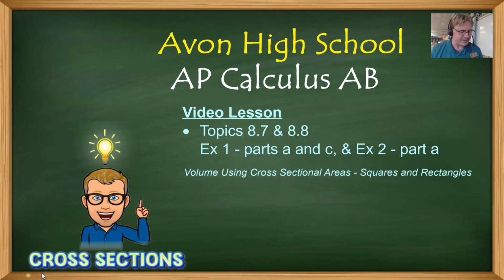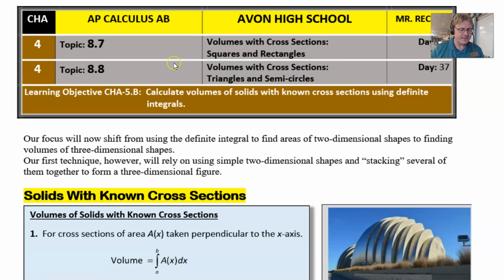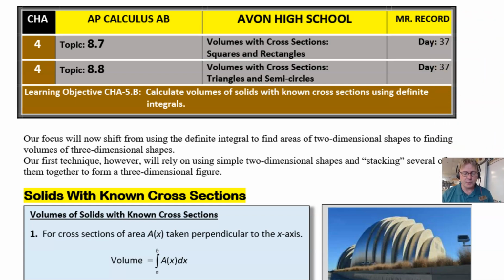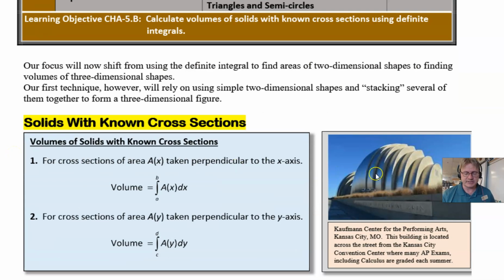So what we're going to see here in our first topic is volumes with cross sections using squares and rectangles. And basically, as the words say, we're focusing now on 3 dimensions instead of just 2 dimensions. Makes a big difference, and it really lends itself very well to a lot of manufacturing type of scenarios and things of that nature. So how do we do this cross section?